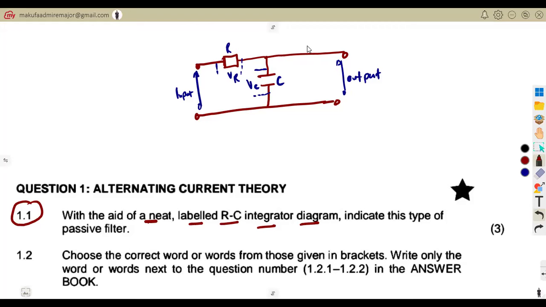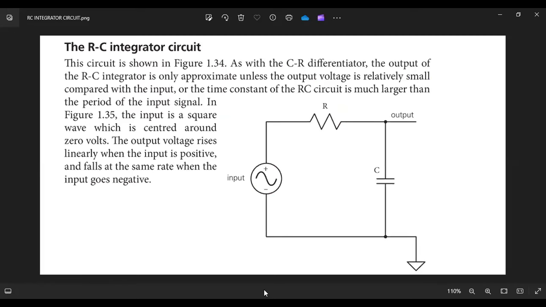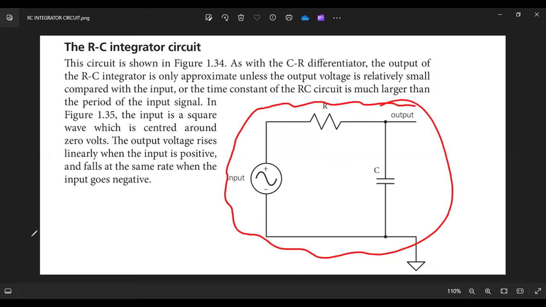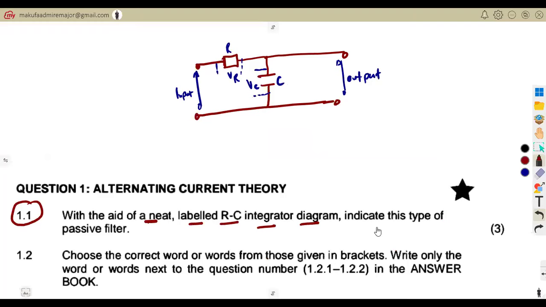In further explanation, according to this part, we have got our RC integrator circuit. This circuit is shown in figure 1.34, which is this part. You can also have it this way with the CR differentiator, the output. They're now talking about the description there, but in actual sense of the diagram, you can have it this manner. It depends on the textbook that you are using, so I'm not going to talk much about that. All right, let's consider another part of our question, which is a continuation.